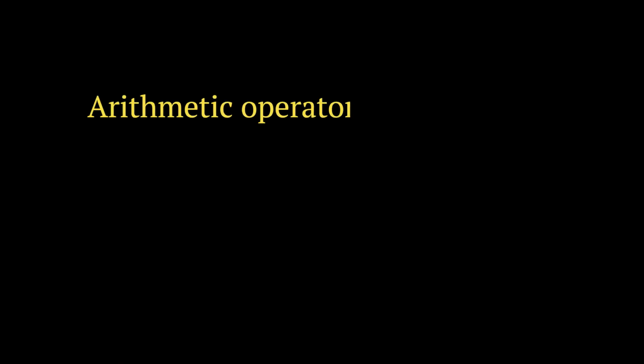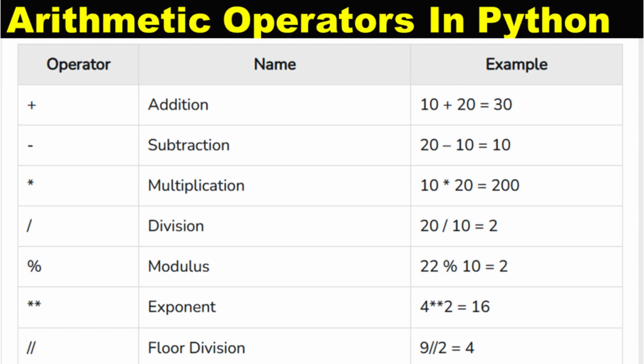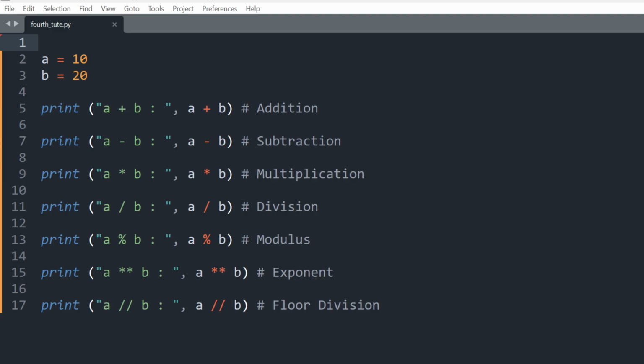Arithmetic operators in Python. Arithmetic operators in Python are used to perform mathematical operations such as addition, subtraction, multiplication, division, modulus, exponents and floor division on numerical values. Here is the example of all operators.